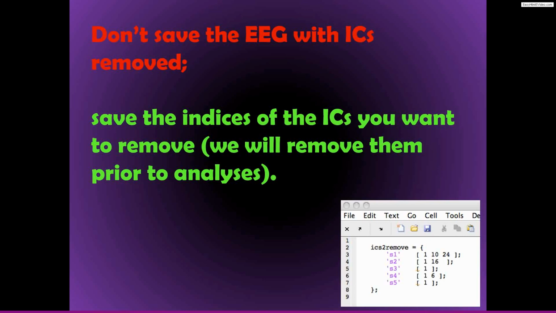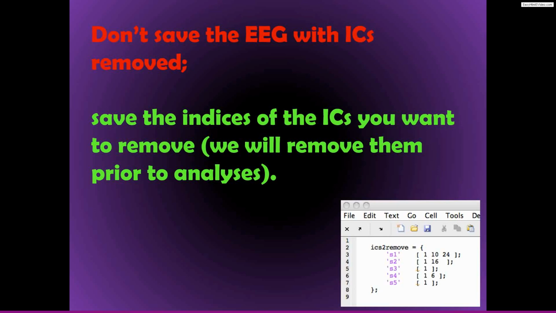Okay, so then I don't actually save the EEG with the components removed. Instead, I save a list of components that I want to remove from each subject, and then I remove them prior to analyses. The reason why I do this, instead of saving the data with the components removed, is that once you have removed the components and then save the data, you can't unremove the components. You can't put the components back in.